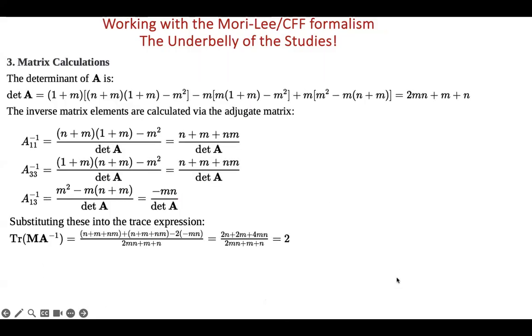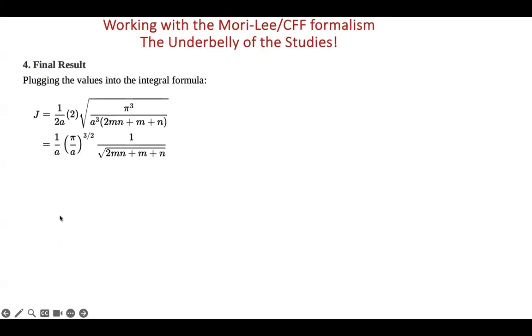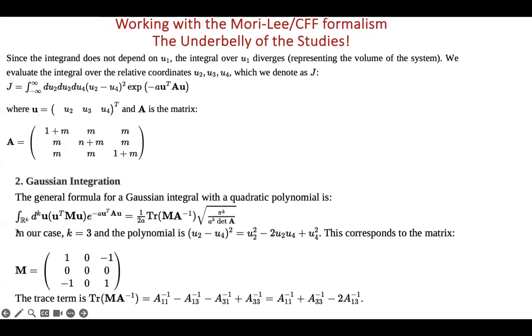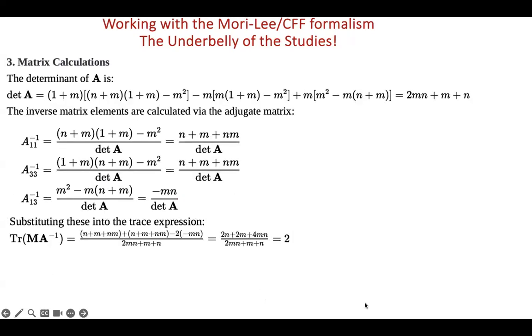And if you now put everything together, you find the determinant of A, which enters here in the denominator. So determinant of A is needed. A to the 3, pi to the 3, everything is square rooted. And then MA inverse. M is this, MA inverse is this. So step by step, you have to go through this whole gig.